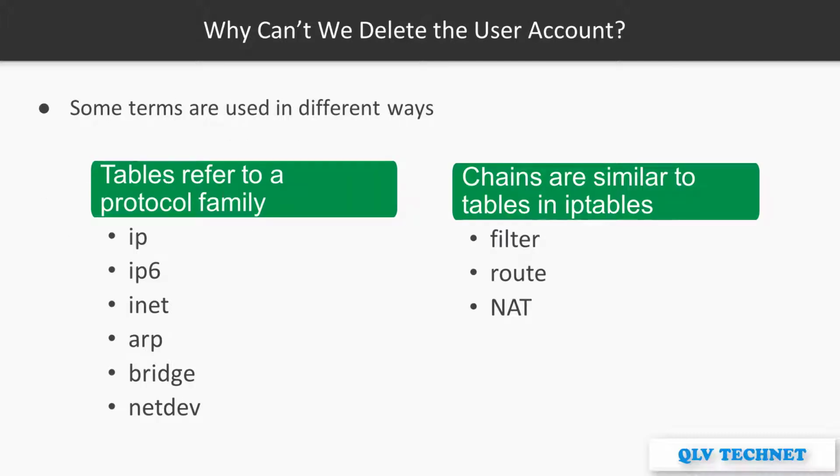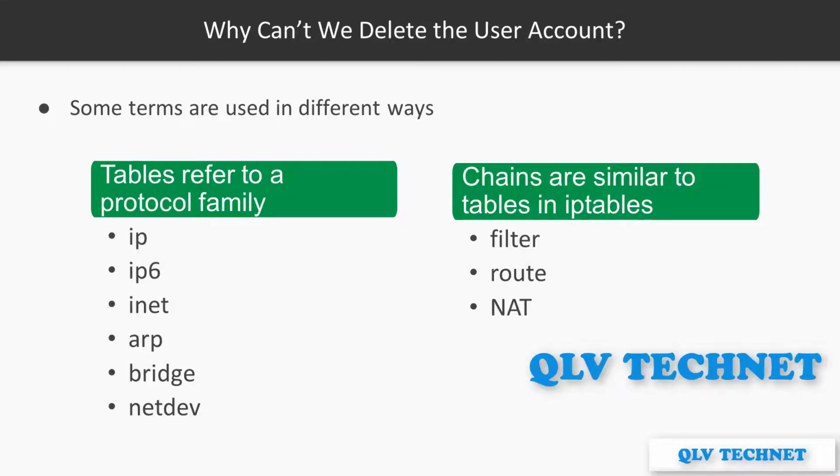We will now look at nftables, tables, and chains. If you're used to IP tables, you might recognize some of the nftables terminology. The only problem is, some of the terms are used in different ways, with different meanings. Here's some of what I'm talking about. Tables in nftables refer to a particular protocol family. The table types are IP, IP6, INET, ARP, Bridge, and NetDev. Then, chains in nftables roughly equate to tables in IP tables. For example, in nftables you could have filter, root, or NAT chains.